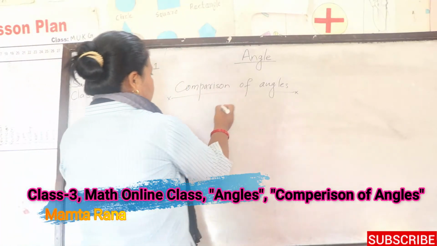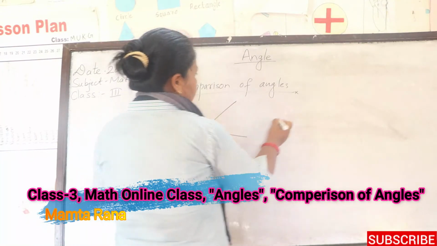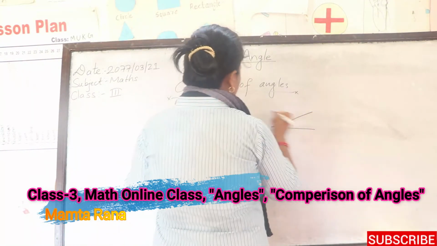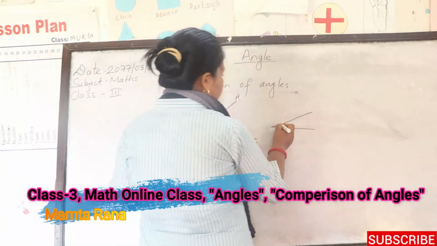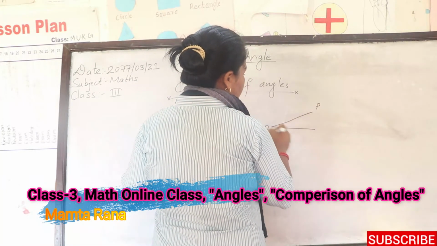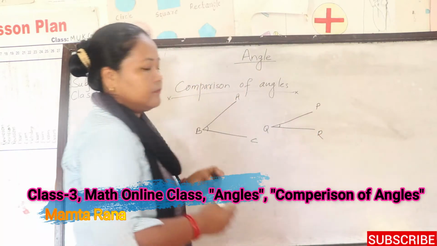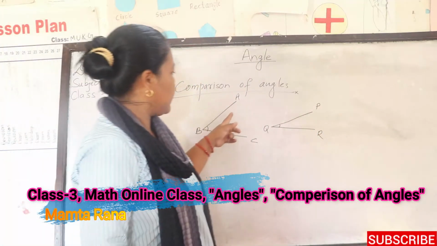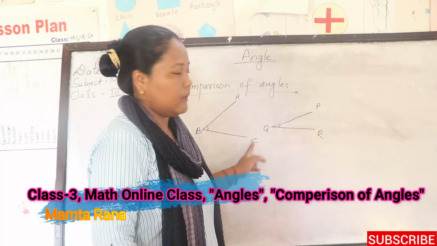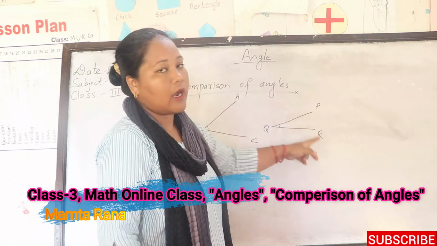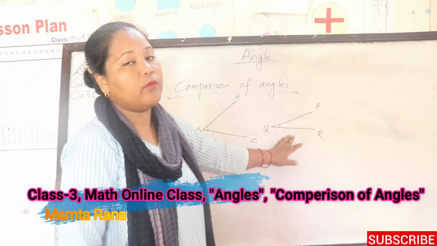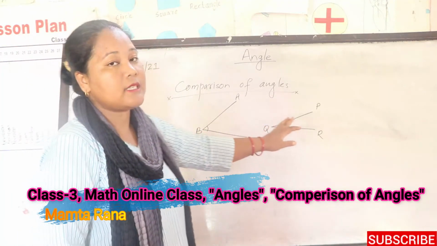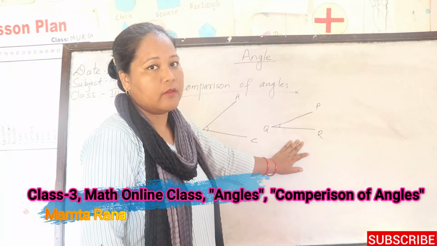So let's take two angles here. A, B, C and P, Q, R. I have drawn here two angles, angle ABC and the next angle PQR. You can see here and you can say which one is smaller and which one is bigger.